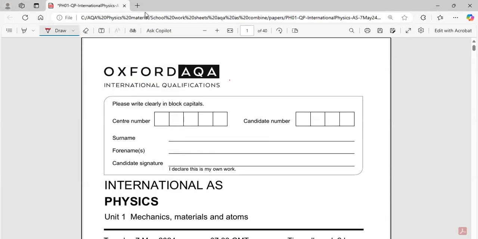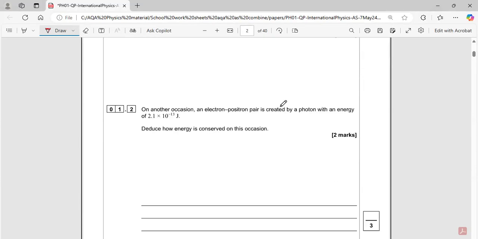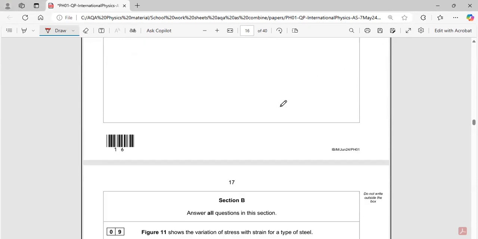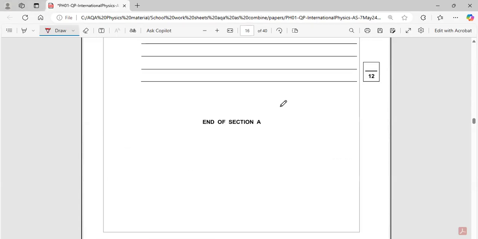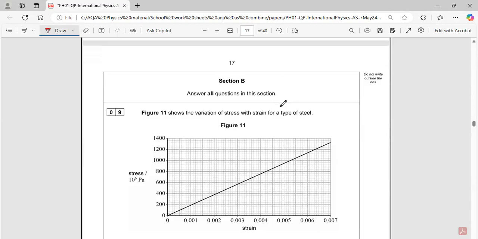Well, here I am with part two of this very important video about May 2024 AQA International AS Physics Unit 1. In the previous video, we looked at a very long section A, and you know that section A contains 8 questions. This was a long section, but section B is pretty much simple.